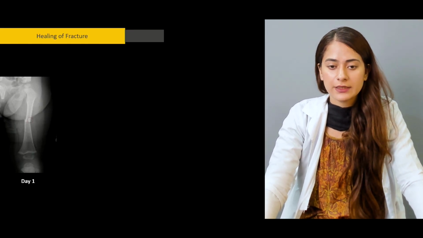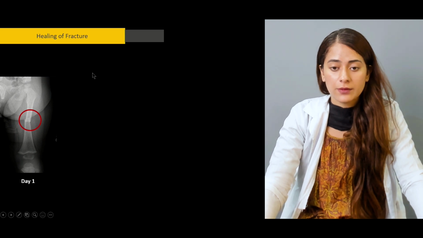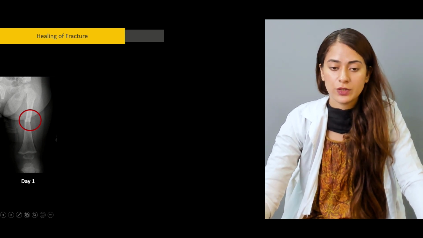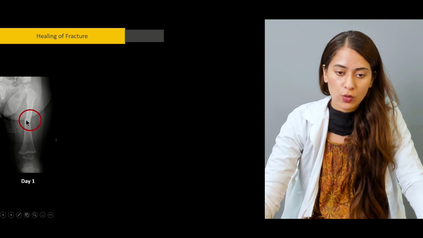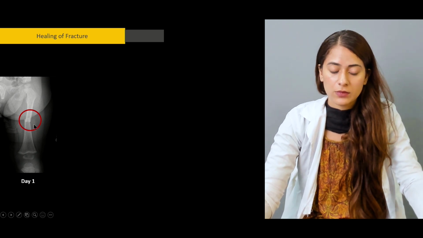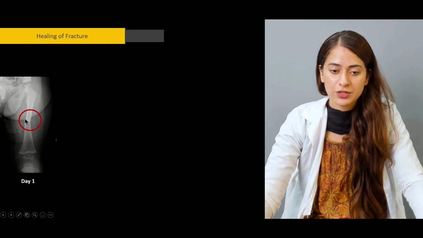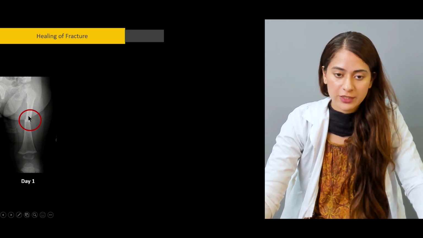So this is the healing of a fracture on an X-ray. We will first look at day 1. This is the fracture site. These are actually overlapping. This is probably one surface pointing anteriorly, and the other is probably directed posteriorly.